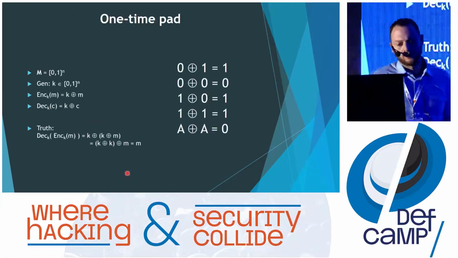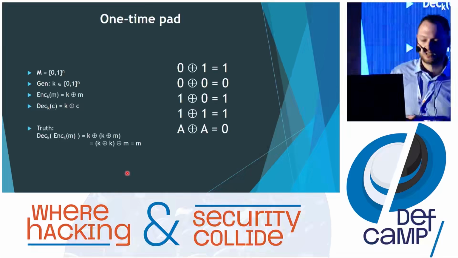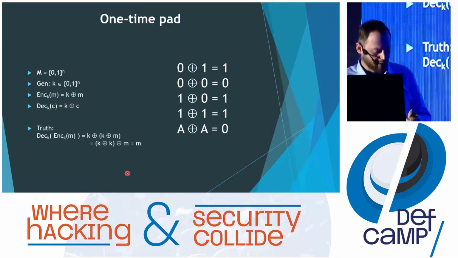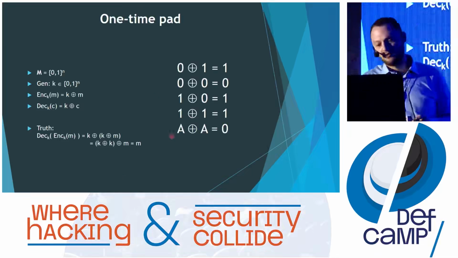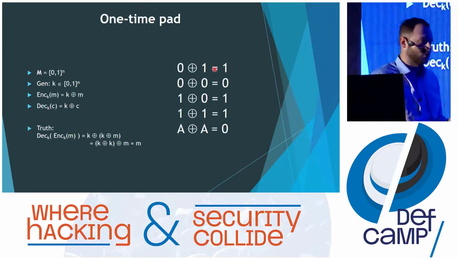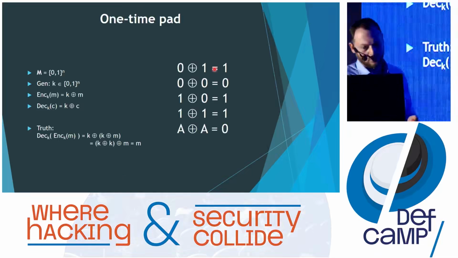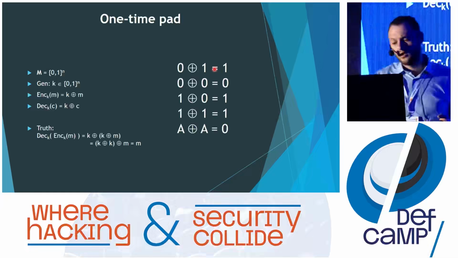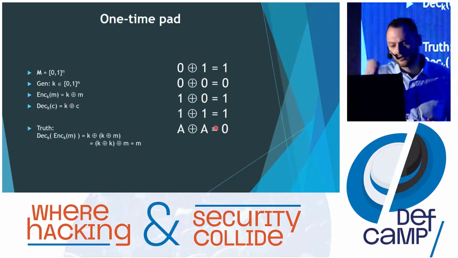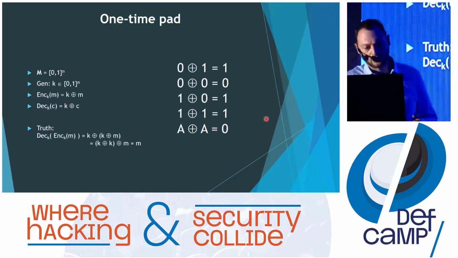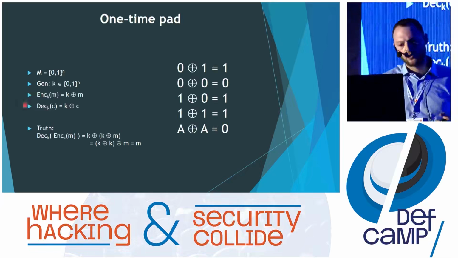As I talked about perfect secrecy, one-time pad is a scheme that has perfect secrecy, and it uses XOR. Here quickly is explained what is XOR. It's a bitwise operation. When we XOR 0 and 1, we get 1, and when we XOR the same values, we get 0.